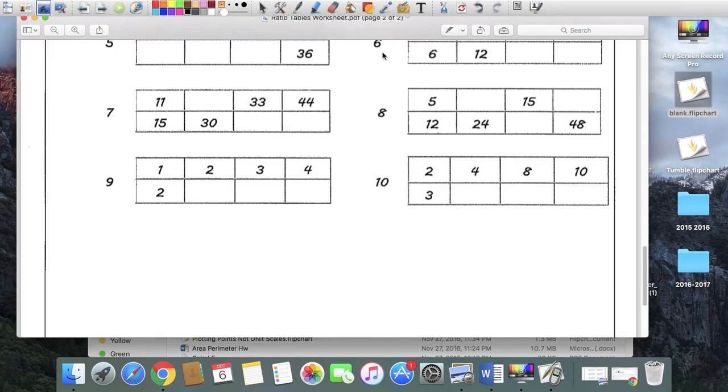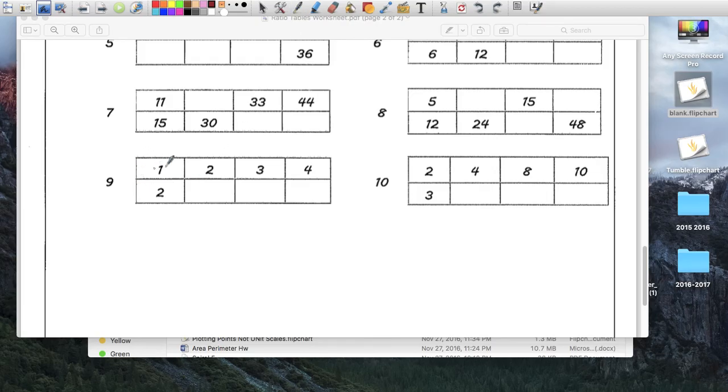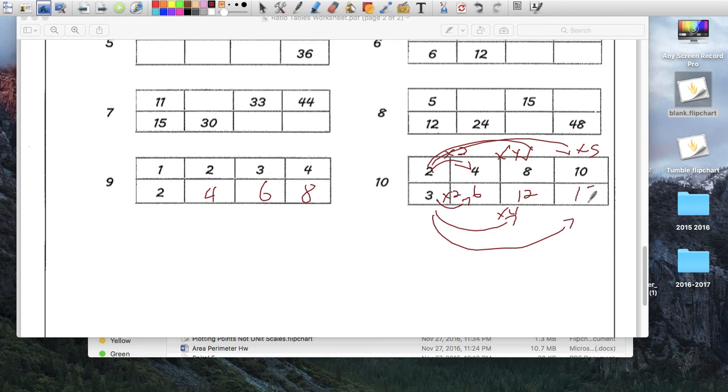I think it's 9. This is easy. 1 times 2, times 3. Well, this is going to be a times 2, 4, times 3, 6, times 4, 8. Pretty easy. How did 2 become a 4? Times 2. So it's times 2 here too. That's 6. How did 2 become an 8? Times 4. So it's going to be times 4. Gives me 12. How did 2 become a 10? Times 5. And this is 3 times 5. Gives me 15.